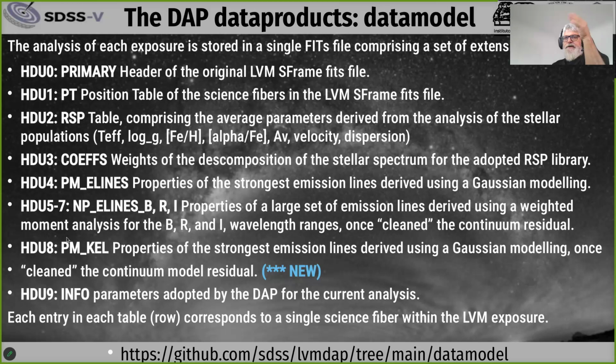These are the non-parametric properties, the properties of the emission lines derived from the non-parametric analysis: flux, velocity, dispersion, equivalent width of H alpha, and the errors, again generated with a Monte Carlo. And this is the second, the result of the second iteration using a parametric analysis for the strong emission lines.